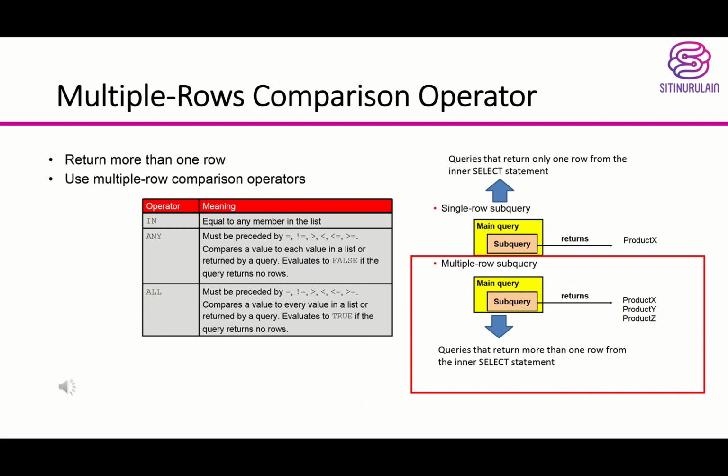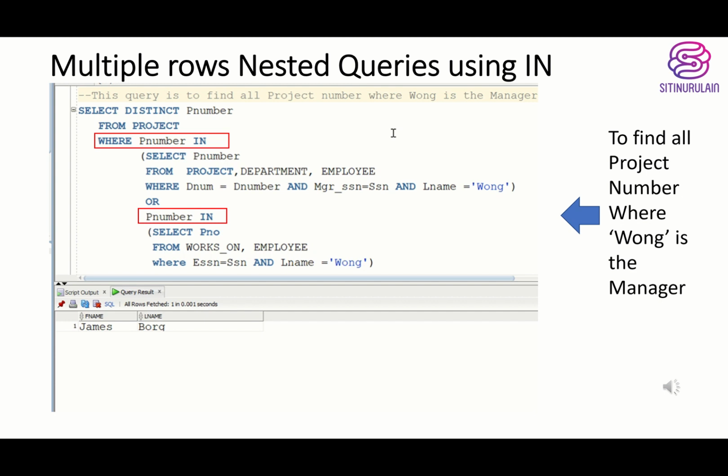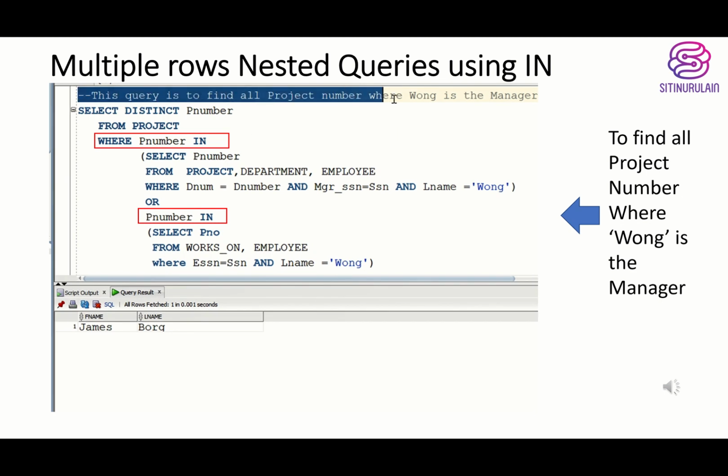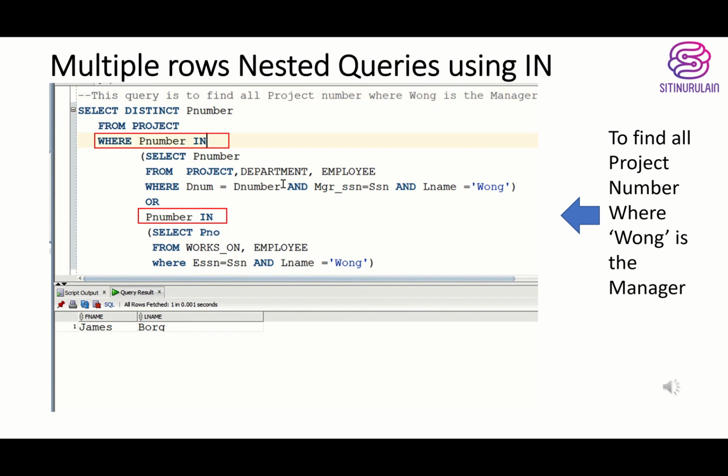Subqueries that return more than one row are called multiple row subqueries. You use a multiple row operator, instead of a single row operator, with a multiple row subquery. The multiple row operator expects one or more values. The slide shows an example of multiple row nested queries using the IN operator to find all project numbers where Wong is the manager.